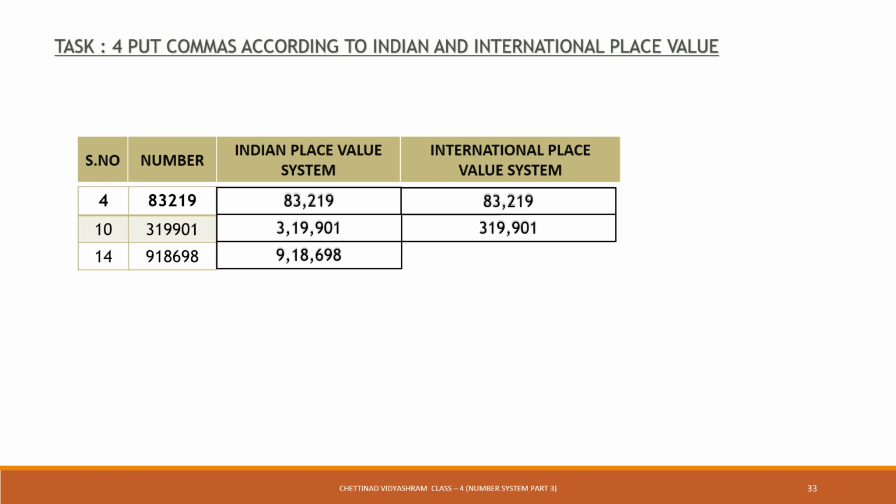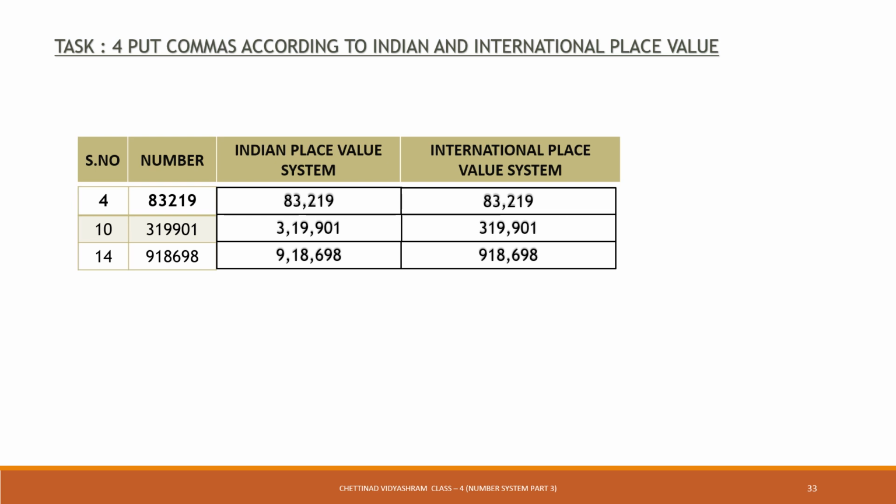Next number 918698, which is 9,18,698 in Indian place value system. See, starting from the right hand side, first 3 digits a comma, then 2 digits a comma, then a digit. In international place value system, we have to mark every 3 digits, which is 918,698. How will we read this in Indian place value? 9,18,698. And in international place value, it will be read as 918,698. Hope you understood how to mark commas in both the systems, Indian place value and international place value.